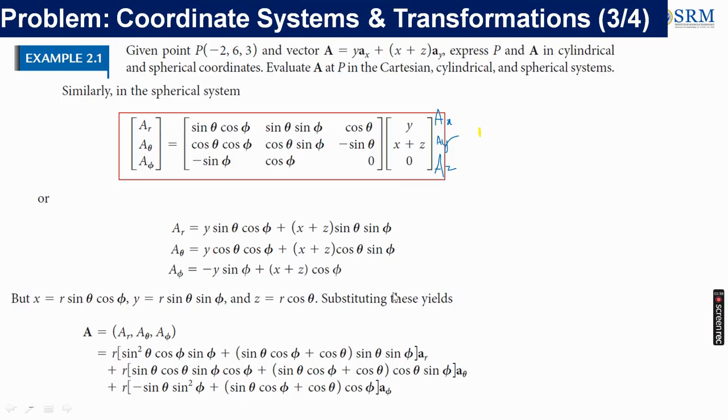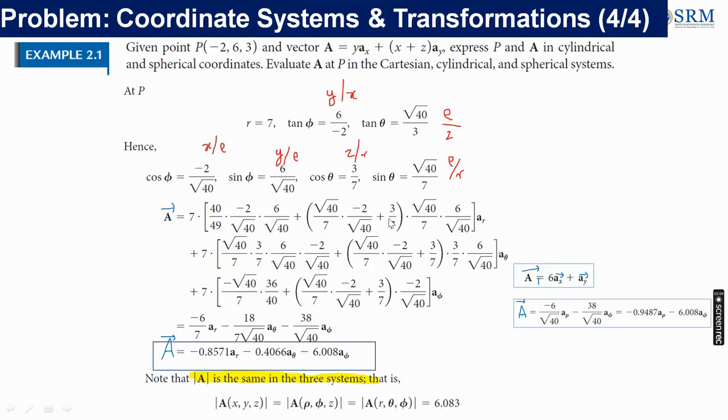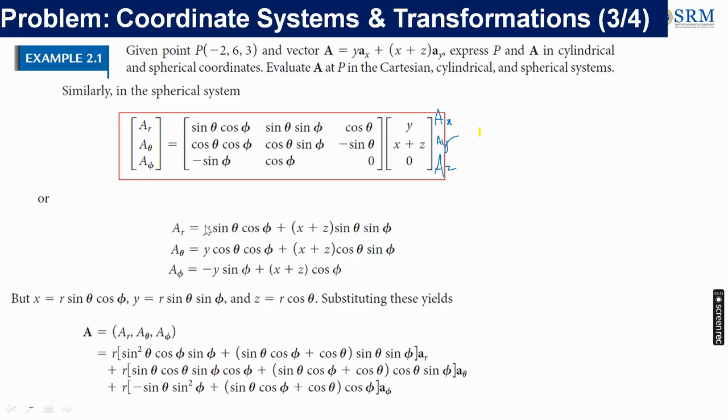So after writing this expression, we have to substitute the relation between x, y, z and r theta phi in spherical coordinates. So x is equal to r sine theta cos phi, y is equal to r sine theta sine phi, z is equal to r cos theta. Substitute everything in the above expression. We will arrive at this particular vector equation in spherical coordinates. Now our task is to substitute the r value, cos phi, sine phi, cos theta, sine theta, tan theta, everything, in this expression that we got in the previous step.